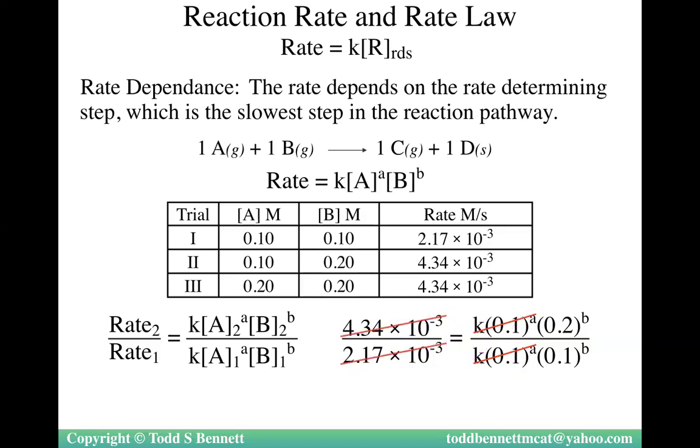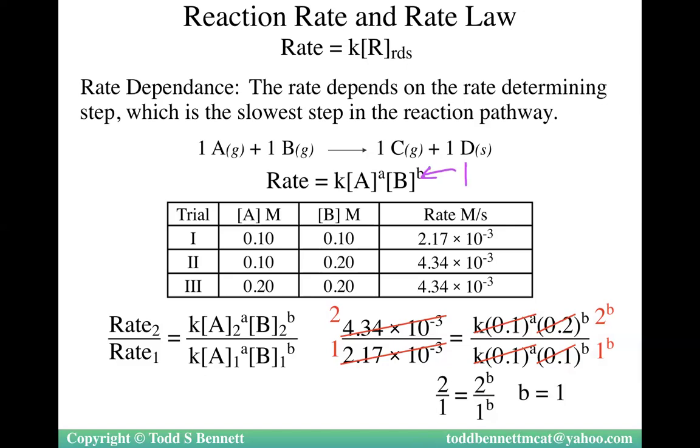Let this computer screen do it. 2 to 1. 2 to the B over 1 to the B. So 2 over 1 equals 2 to the B over 1 to the B, which basically means B must equal 1. So we say it is first order with respect to B. This number right there is 1.